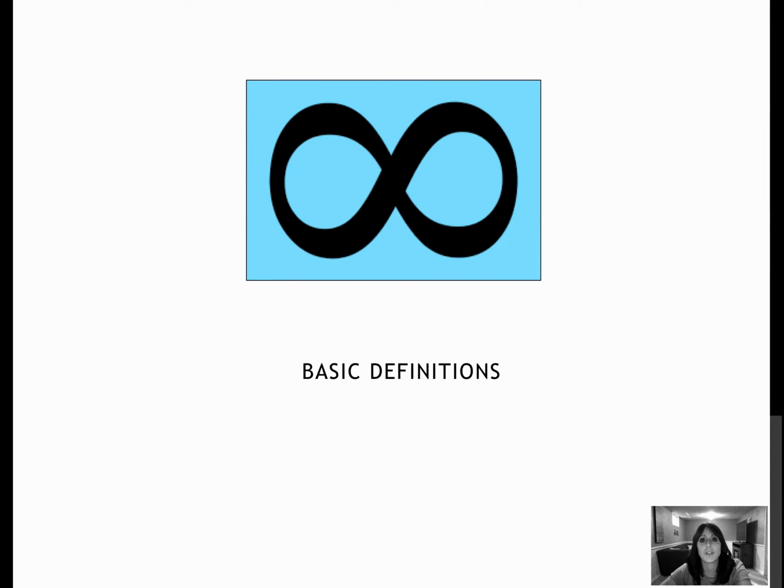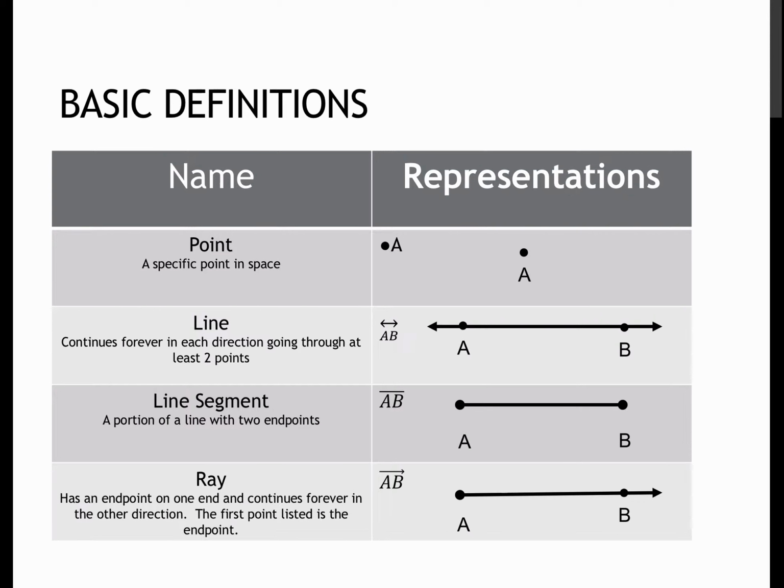We're going to switch gears a little bit and talk about some basic definitions in geometry. So here are some of the basic definitions that we'll be dealing with: point, line, line segment, and ray. I've given you a brief definition as well as two different representations.